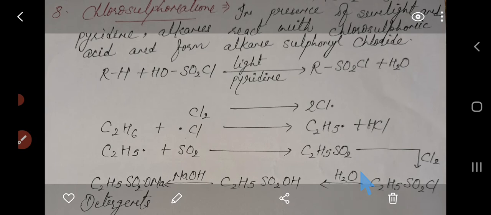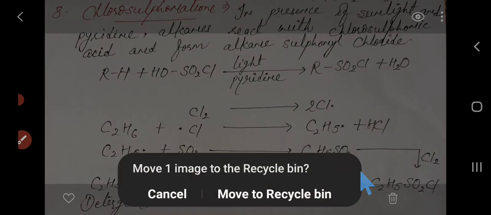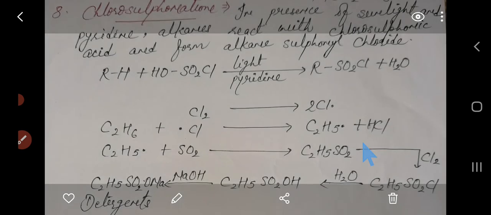The next reaction is chlorosulfonation. In presence of sunlight and pyridine catalyst, alkanes react with chlorosulfonic acid and form alkane sulfonyl chloride. RH when it reacts with HOSO2Cl in presence of light and pyridine, RSO2Cl and water are produced. The reaction takes place by free radical mechanism.